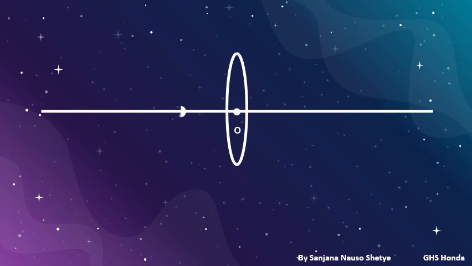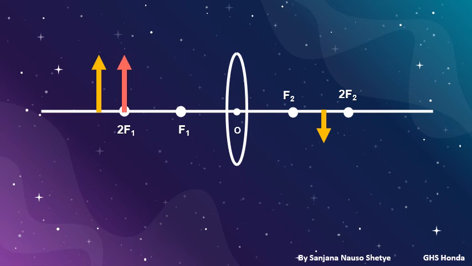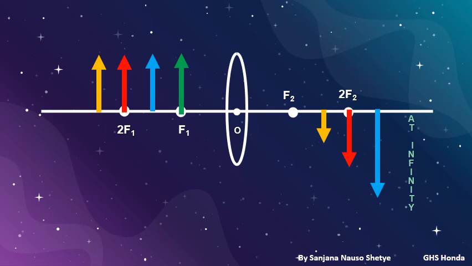Here you can see the pictorial representation of the above conclusion. That is, as the object distance decreases, the image distance goes on increasing. Also, as the object distance decreases, the height of the image goes on increasing.